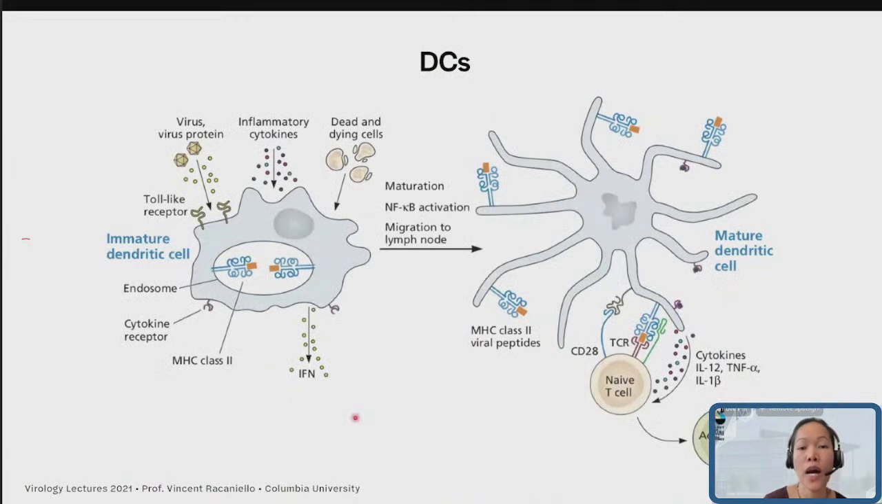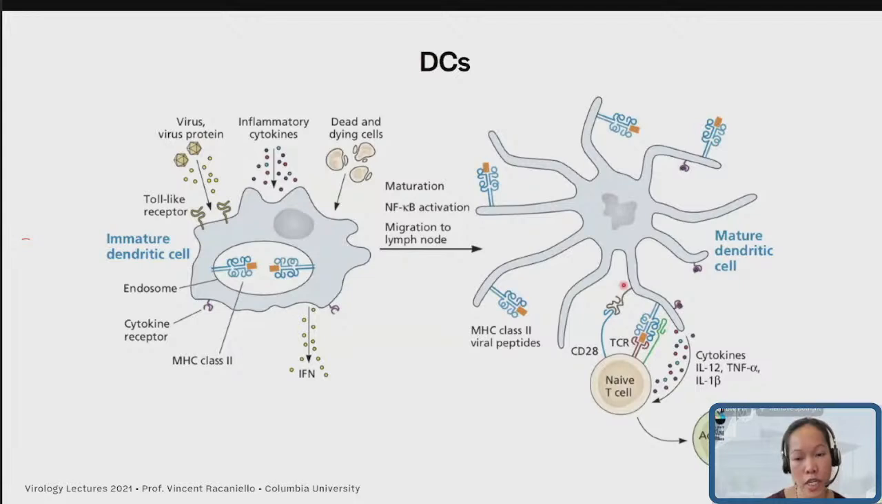So for example, sa isang sentinel cell, dendritic cells, meron siyang toll-like receptors, mag-receive siya ng either virus proteins, inflammatory cytokines, or yung dead cells. Ipoproseso niya and magkakaroon siya ng presentation via MHC class 2. And then, usually, yung circulating dendritic cells are immature dendritic cells. Once they receive the virus or inflammatory cytokines, na-activate sila. And that activation causes a maturation or conformational change.